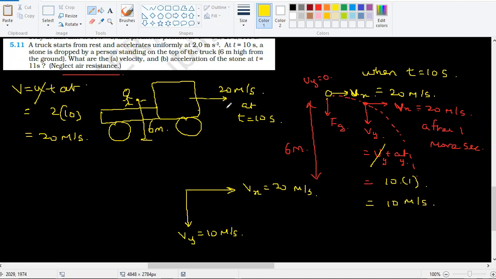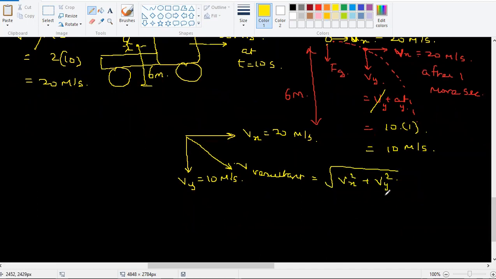They asked you to find the velocity and acceleration. So that means velocity can be found out using the Pythagoras theorem. So V resultant is equal to square root of Vx square plus Vy square, because both are at 90 degrees. If it's not 90 degrees, then you have to do plus 2 Vx Vy cos theta. And then when you say Vx and Vy, it has to be perpendicular. So it's 20 square plus 10 square. So how much are you getting? 400 plus 100 is 500, so root of 500 meters per second.